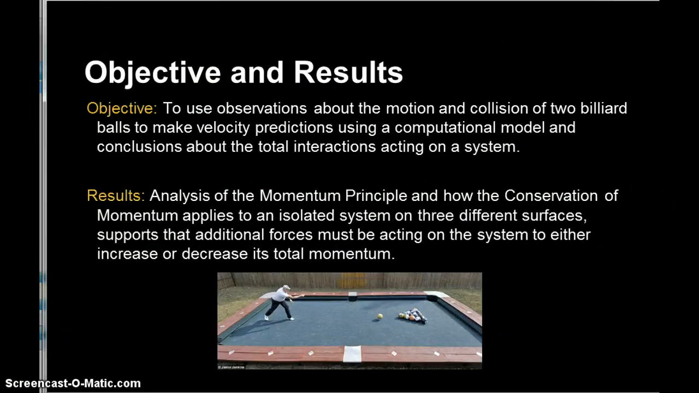The objective of this lab was to use observations about the motion and collision of two billiard balls to make predictions of the velocity and future displacement of a system using a computational model. Additionally, through graphical analysis using the momentum principle and conservation of momentum, the system of the two billiard balls was determined to be interacting with forces from surrounding objects.